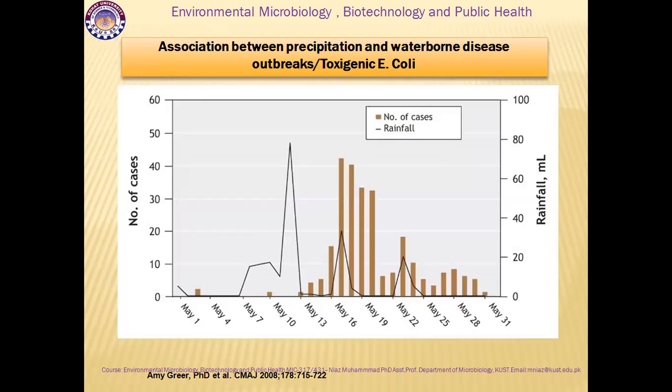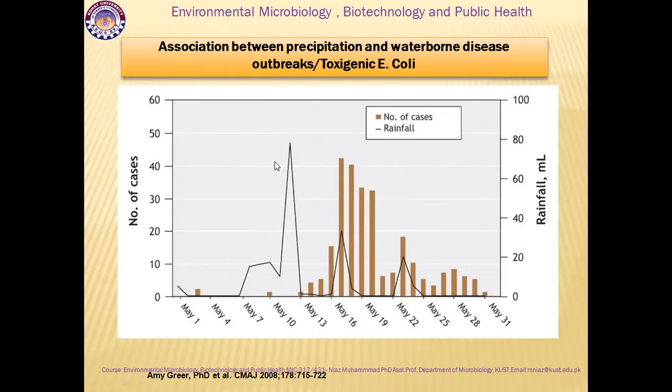So, association between precipitation and waterborne disease outbreaks of E. coli. Here we can see the association between precipitation, between rainfall and waterborne disease. This is rainfall. Okay, there is a huge rainfall.